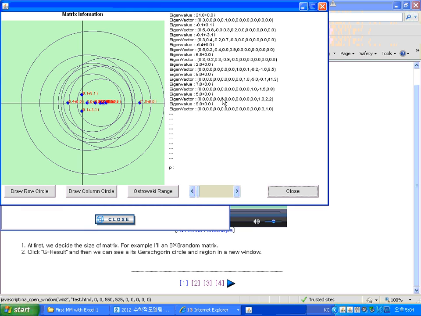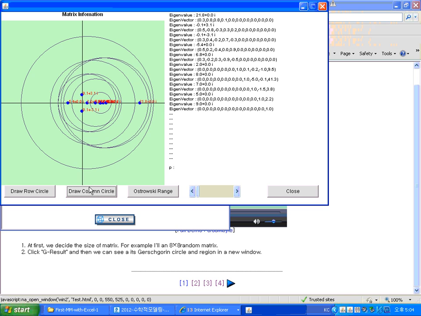Here are 10 eigenvalues because of the 10 by 10 matrix. Then you can see the 10 eigenvalues are here and there, which are complex numbers, and those are all in the union of these 10 Gershgorin circles. Okay, we can draw it with the Gershgorin circles corresponding to the rows, and we can draw the Gershgorin circles for columns.